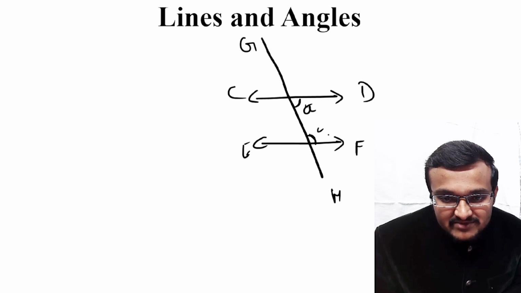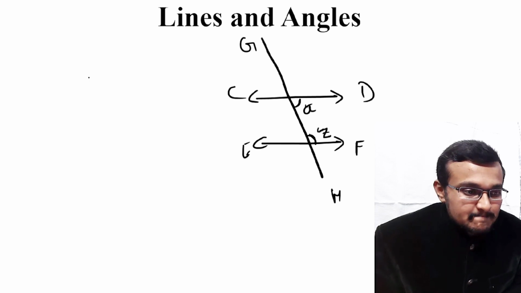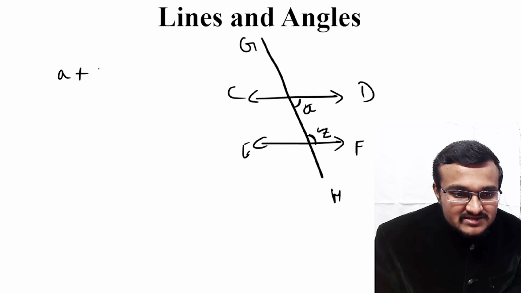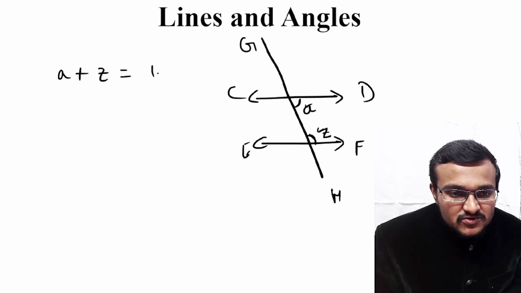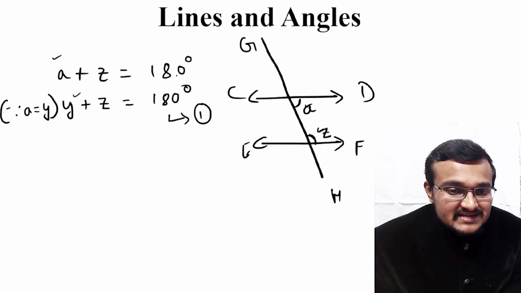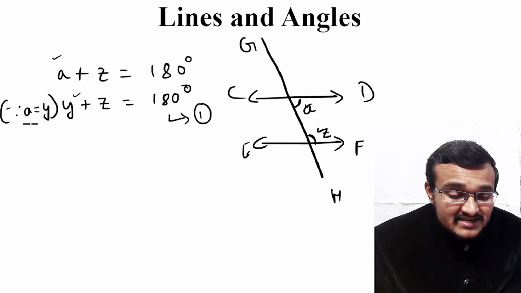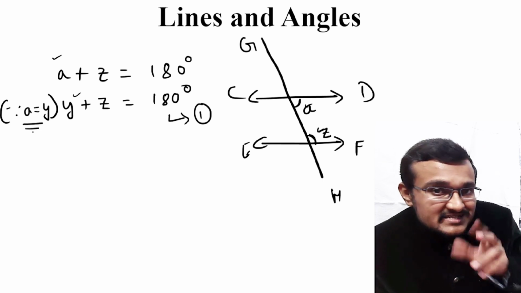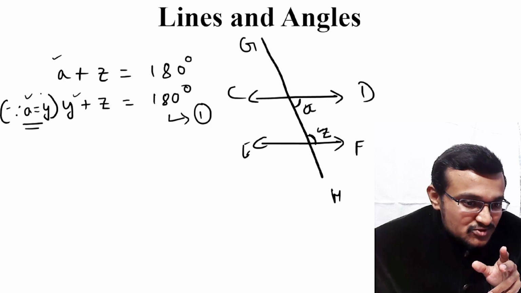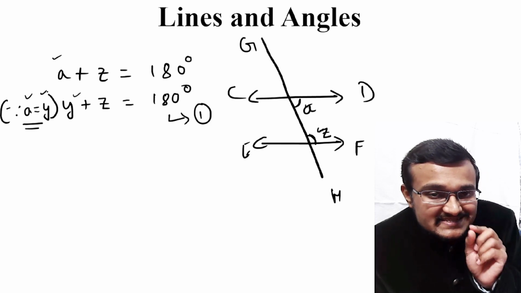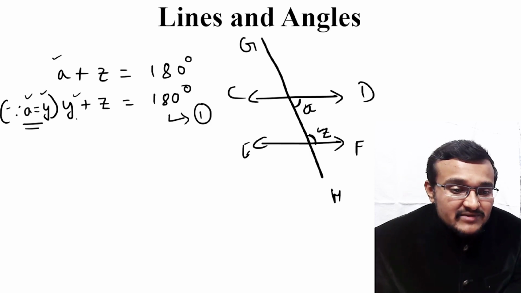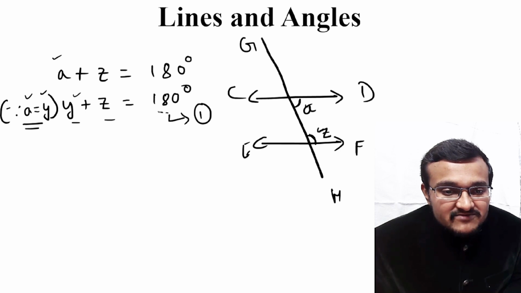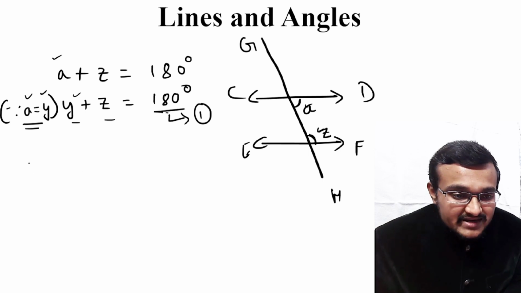So this angle we have named as small a. This angle is Z. So small a plus Z is equal to 180 degrees. Here we have proved that vertically opposite angles are equal to each other. So a should be equal to Y. So since a is equal to Y, in the place of a, I am writing Y. So Y plus Z will be equal to 180 degrees.